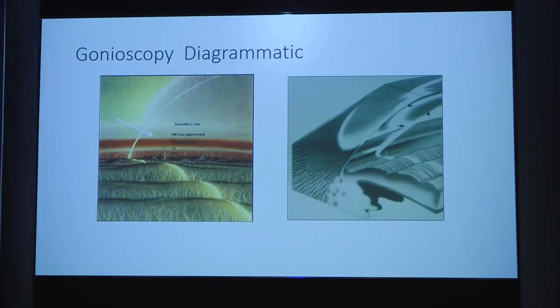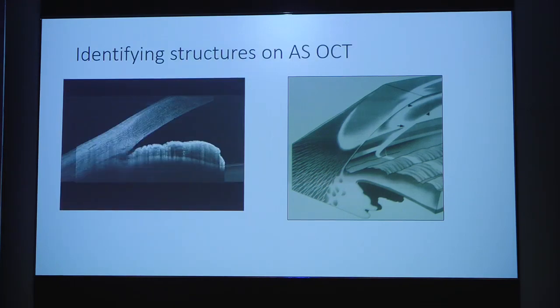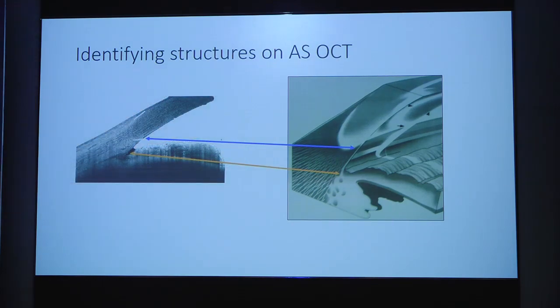So let's find out these structures. This is a gonioscopy diagram which we all know. We all know the structures, where is the Schwalbe's line, where is the Scleral Spur. So let's see them now one by one. Here is the Schwalbe's line, where the wedge of the cornea is there. And the next is the Scleral Spur.